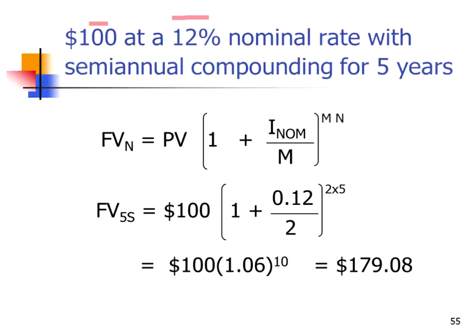So for example, $100 at 12% nominal rate with semi-annual compounding for 5 years. All right, that's interesting. Let's take, I'll open up Excel again. Let me just make a note of it.